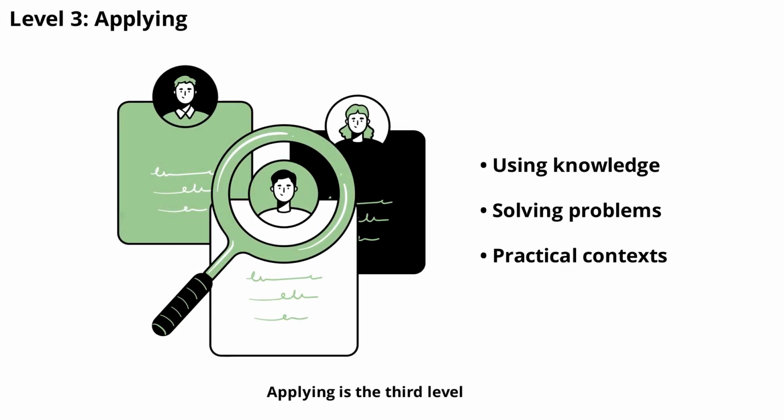Applying is the third level, where learners use their knowledge in new situations. They might solve problems, carry out procedures, or use information in practical contexts. This stage bridges the gap between theory and practice, making learning relevant and useful.